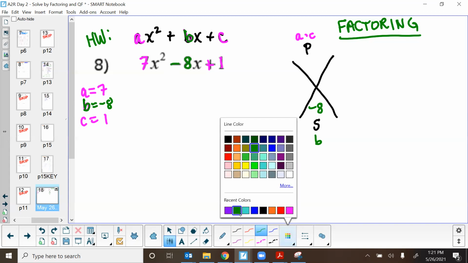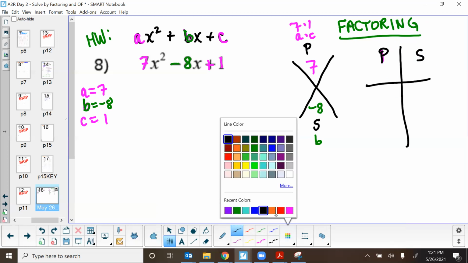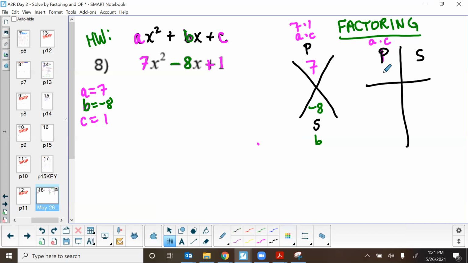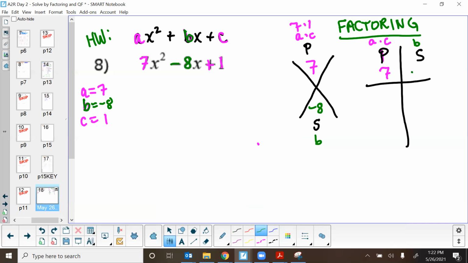Okay, so the A times C is going to be 7 times 1, so that is 7. So we're trying to think of what two numbers multiply to give you 7 and add up to give you -8. Now, if you do not like to use that cross, you can instead do the product sum table, and it's the same thing. We have A times C for the product, so that's 7 times 1, so that's 7. And for the sum, we have B, which is our -8.